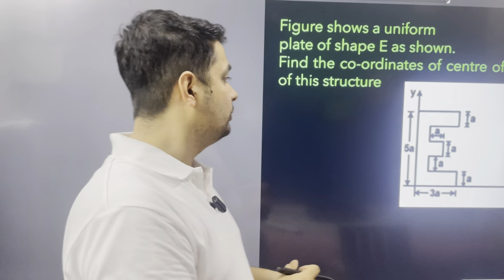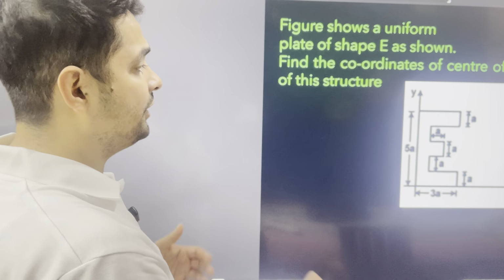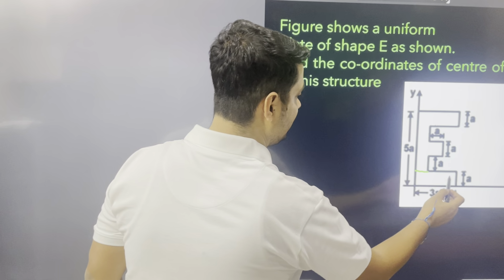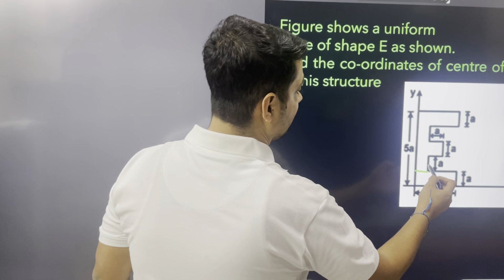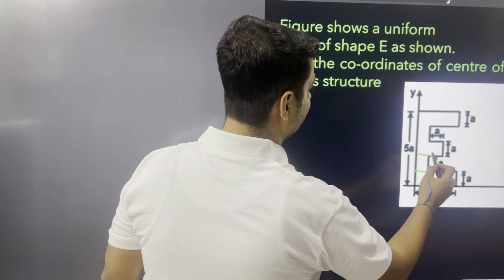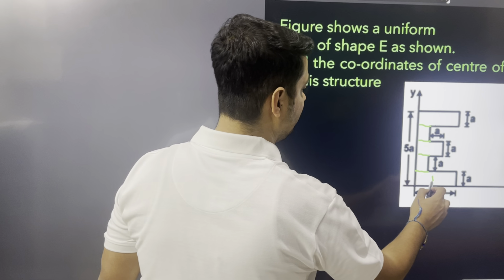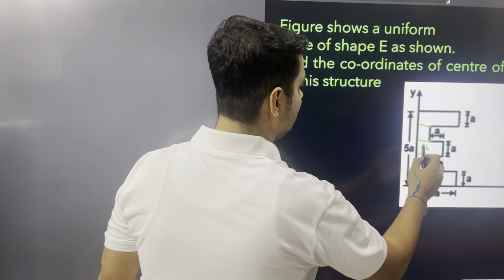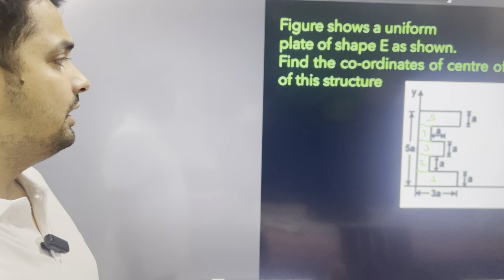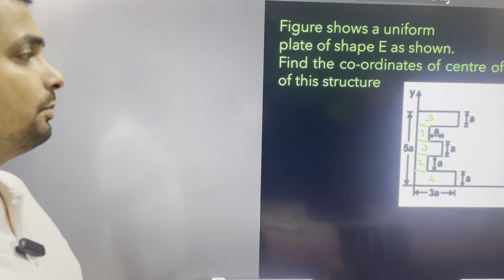Correct? So here I will divide this whole plate into different parts. We can do it in this way: one part here, and another part in this way, just like this I have done. How many parts? 1, 2, 3, 4, 5. It depends on you. You can divide in different ways, find the center of mass of each part separately, and then find the x center of mass and y center of mass.